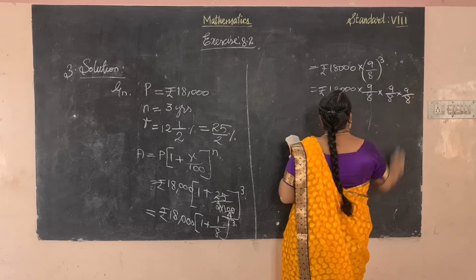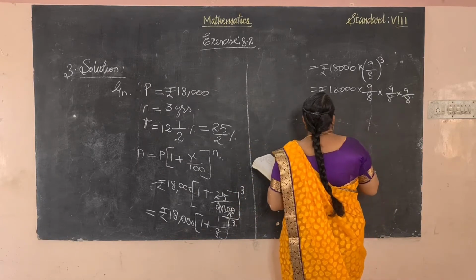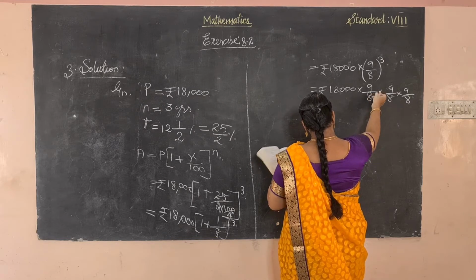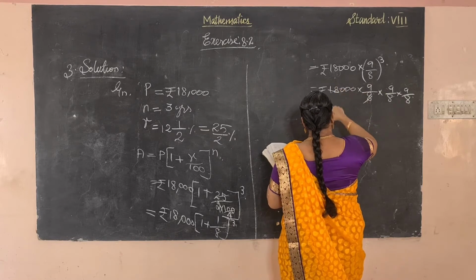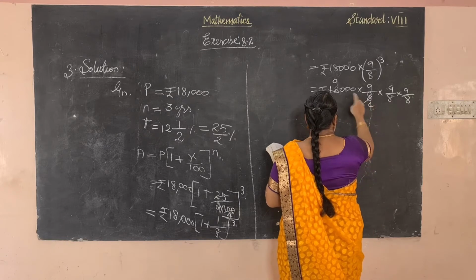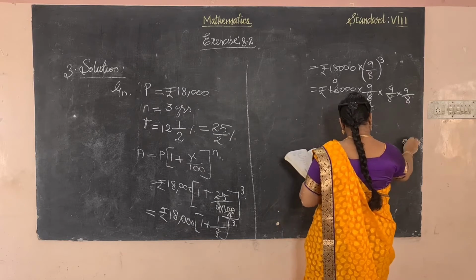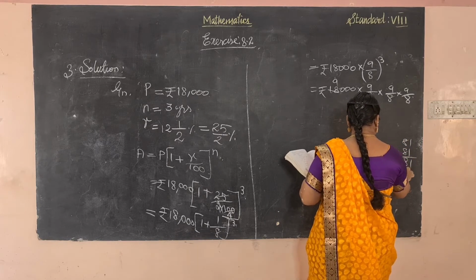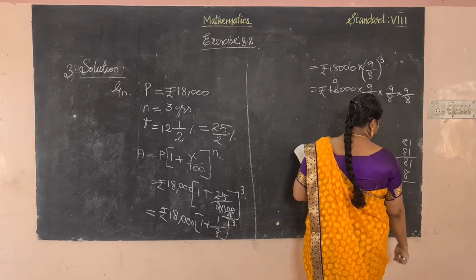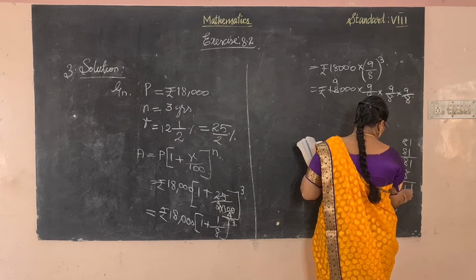Now cancelling: the 4 table, the 2 table we cancel. 9 2s are 18, 9 4s are 36. So 81, 81 81s are 6561, and 8 8s are 64.